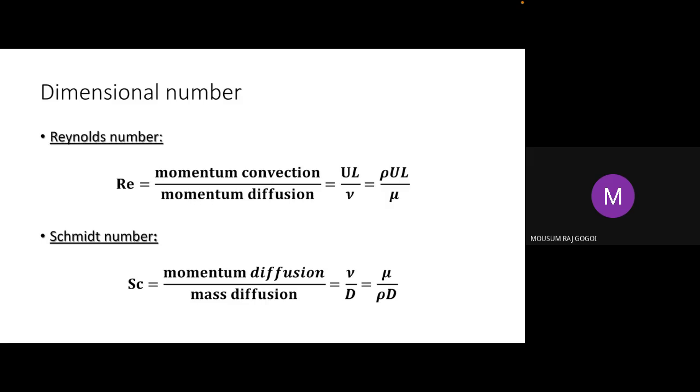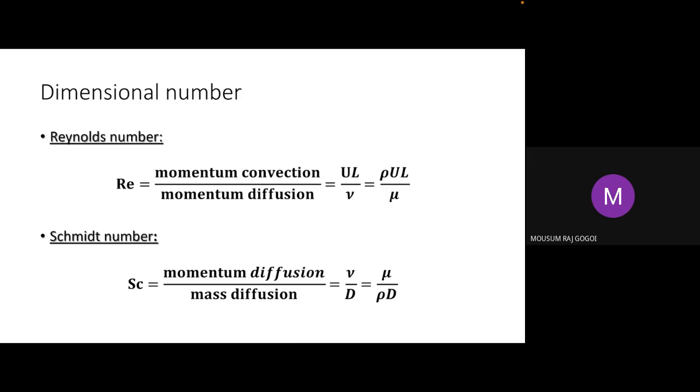So depending upon this convection and diffusion, we can define a non-dimensional number. This Reynolds number is defined as the ratio between the momentum convection and the momentum diffusion. Momentum convection is given by the average velocity times some length scale, and the momentum diffusion is the kinematic viscosity. The ratio of this convection to the diffusion is the Reynolds number.